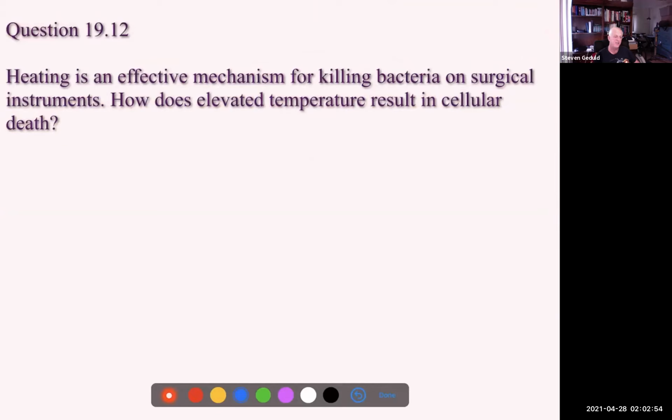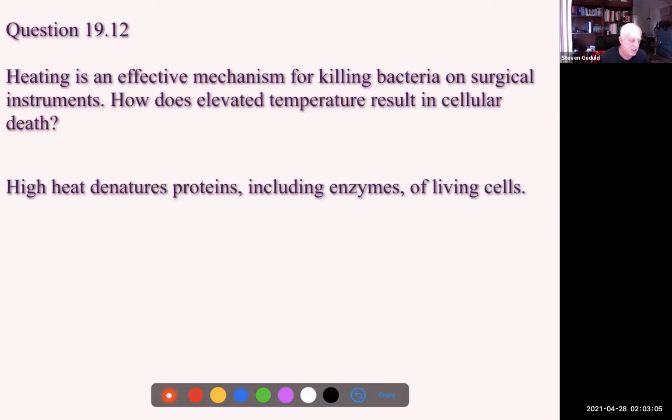All right, so heating is an effective mechanism for killing bacteria and viruses on surgical instruments. How does elevated temperature result in cellular death? Okay, we just talked about that, right? High heat denatures proteins, including the enzymes of living cells. If you kill the enzymes, the cells can't function. They can't continue to replicate. They can't do the things they're supposed to do. That's what keeps the cells alive, that keeps them going, is the enzymes allow them to create different metabolic factors that are keeping the organism alive. And heat denatures those proteins, so the living cells die on medical instruments, or viruses die also.